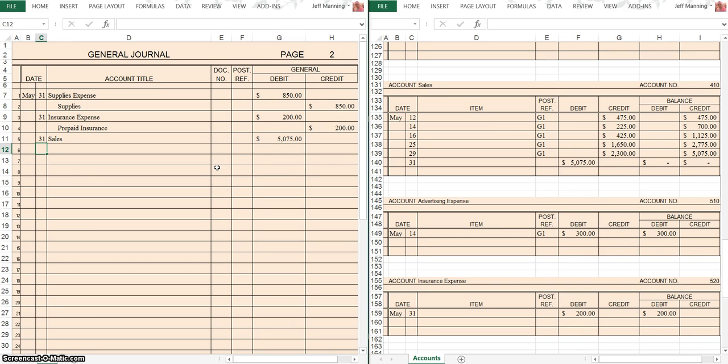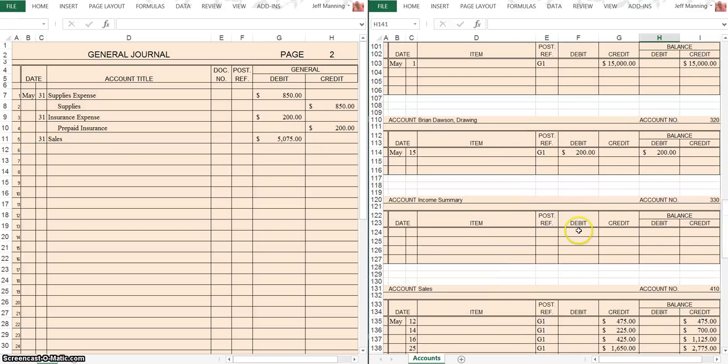Now, at this point, you're probably wondering, Mr. Manning, I thought you always told us that we had to have a credit transaction for every debit transaction. And you're right, we do. So we're not quite done with this particular transaction. We have our debit side, but now we have to do our credit side. And this is where that income summary thing comes in.